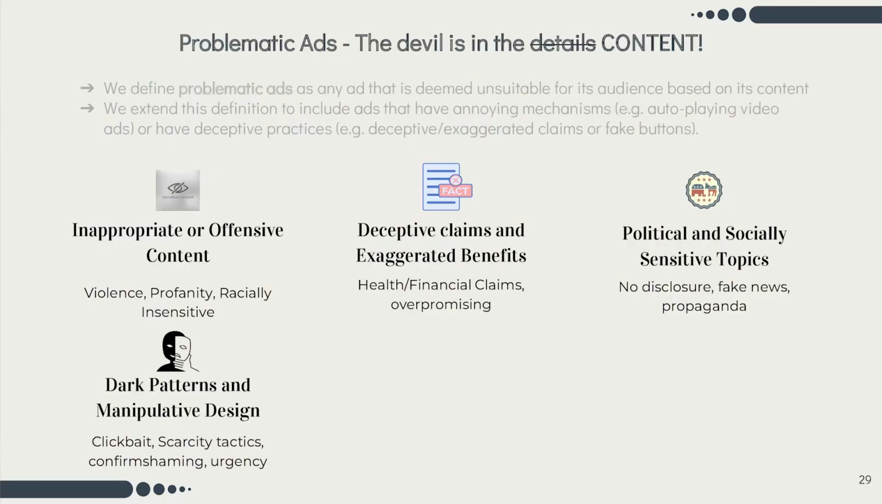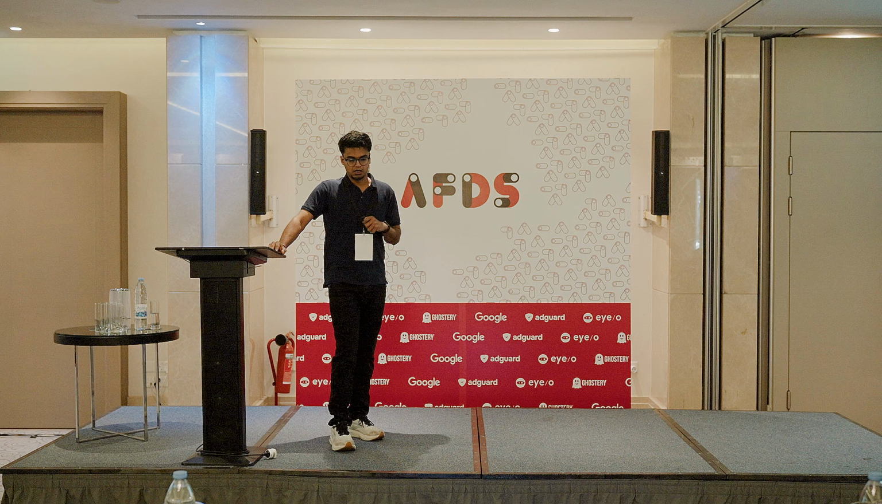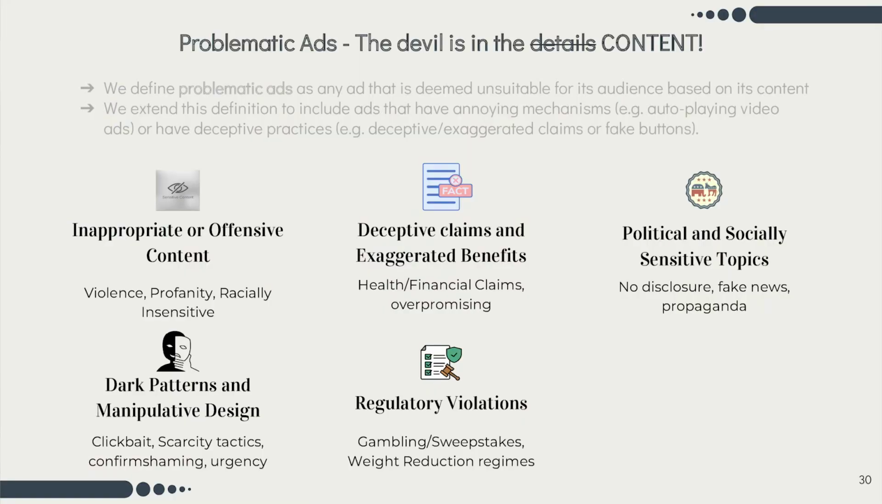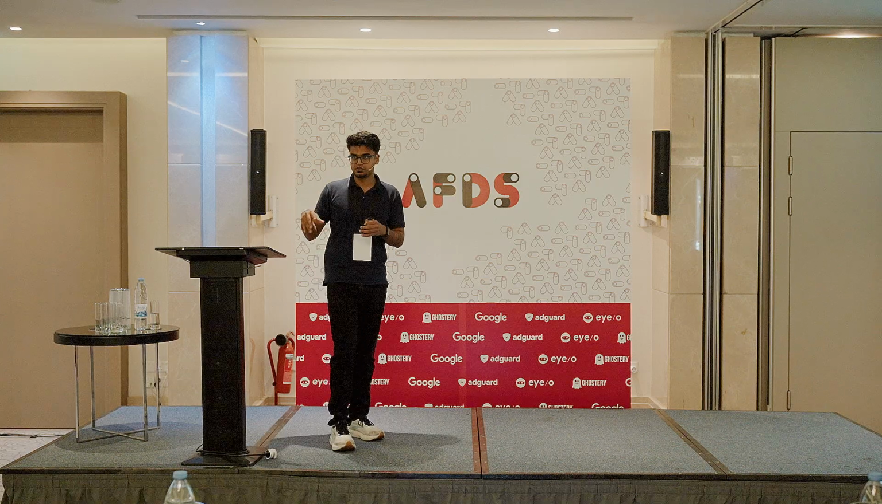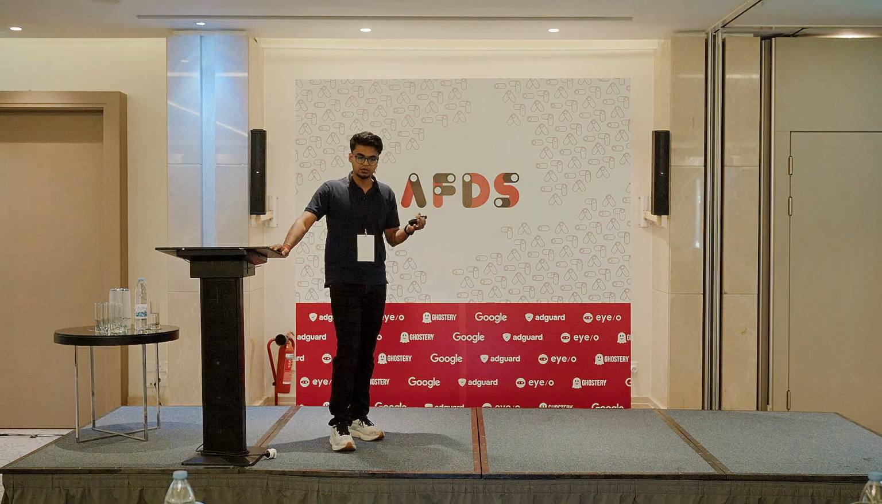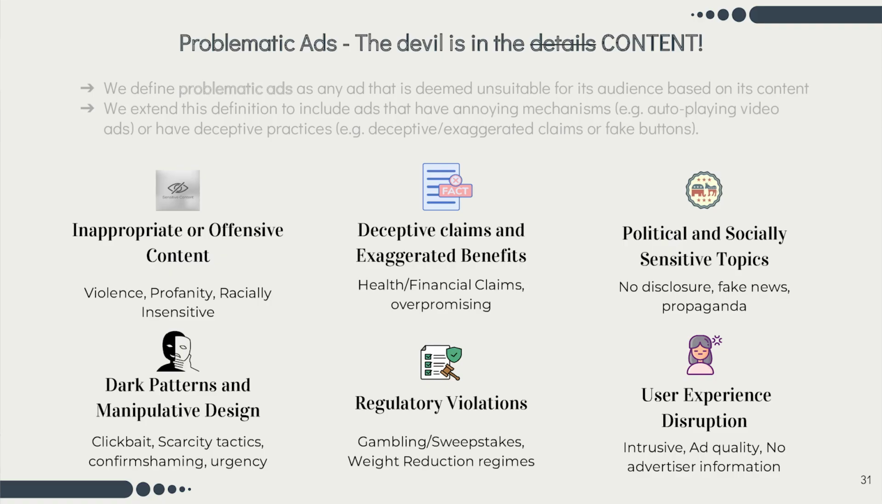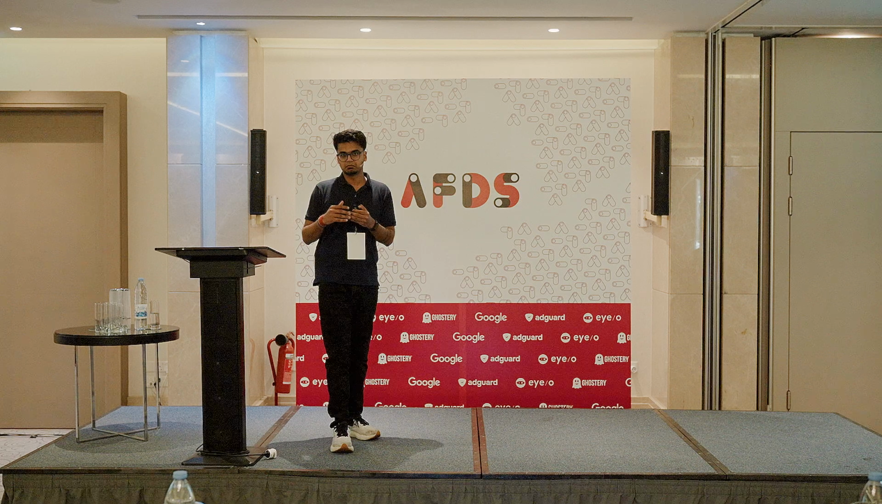We have dark patterns and manipulative design, so clickbaity ads or Gen Z ads kind of fall into this. We have regulatory violations, so we look into ads across different geographies based on the rules of the land, like gambling ads or weight reduction regimes or cannabis ads and stuff. And lastly, we have user experience disruption, where low quality ads or ads with not visible advertiser information sort of fall into this.